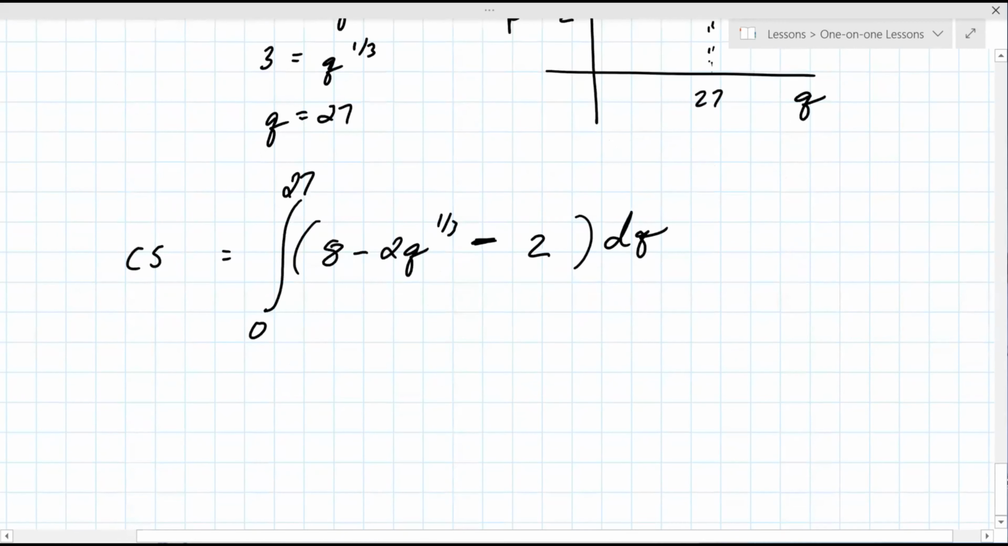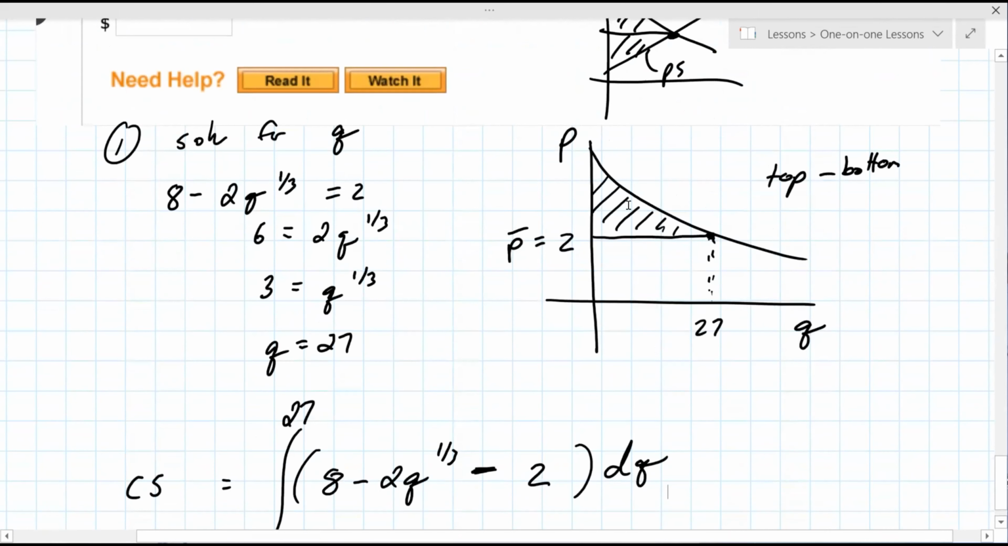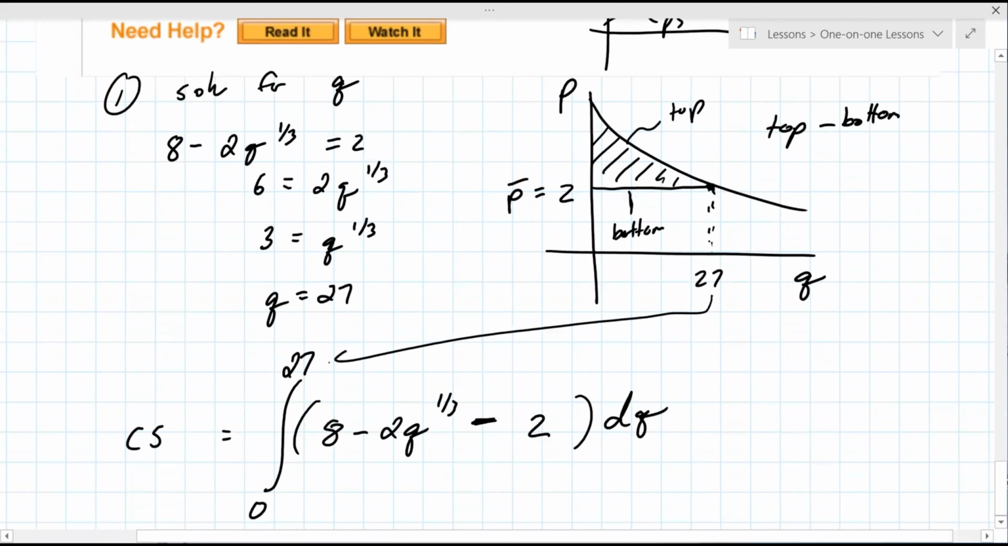And by this time in the course, they usually are okay with you just putting this into the calculator. Wait, how did you get 2? Sorry, 2 is this bottom line. The top is this curve, and the bottom is this horizontal line. So where is the 27? Why do you need the 27? The 27 is the upper limit of integration. So the 27 goes there. The 2 goes there.